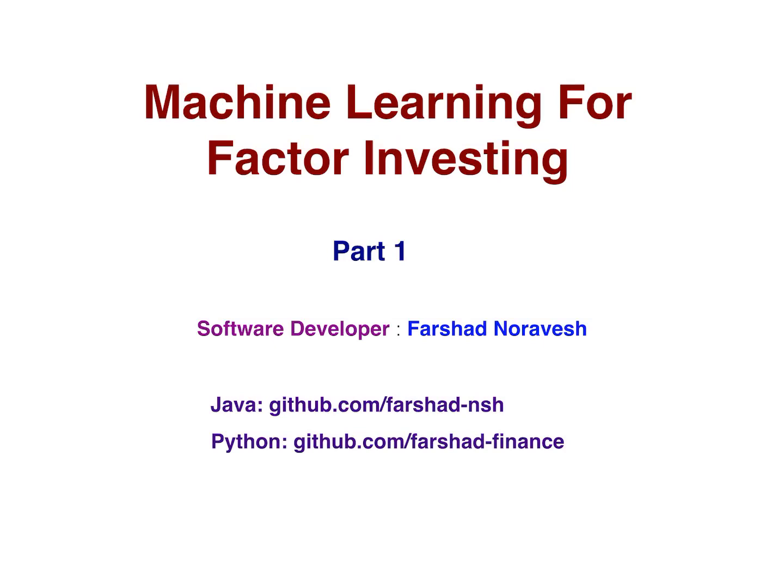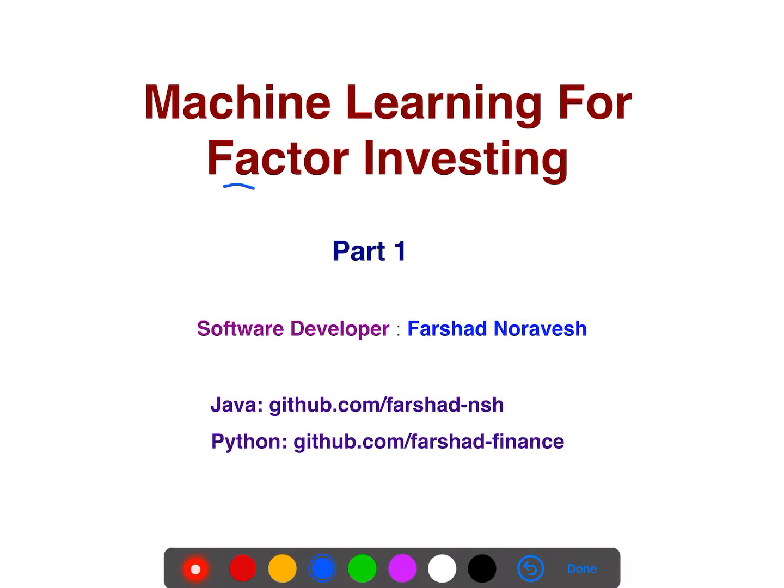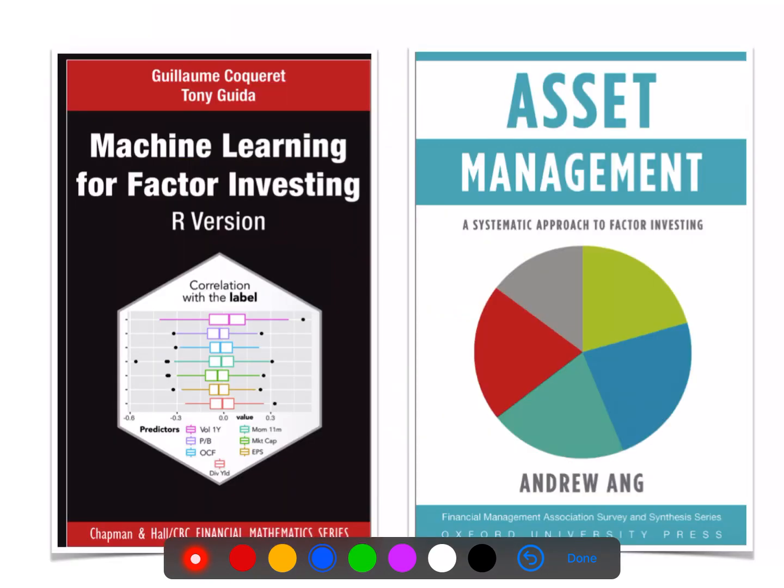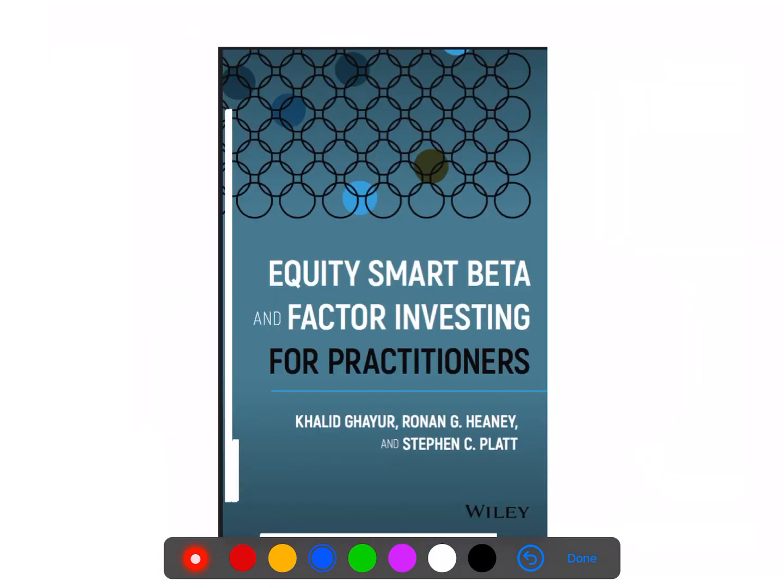So in this video, I will talk about using machine learning for factor investing. Because there is a very recent book on using machine learning for factor investing, I highly recommend reading this book from two great authors. And of course, this is really a basic book, Asset Management, with a great author. And if you want to see the relationship between smart beta and other paradigms, you could also have a look at this great book.